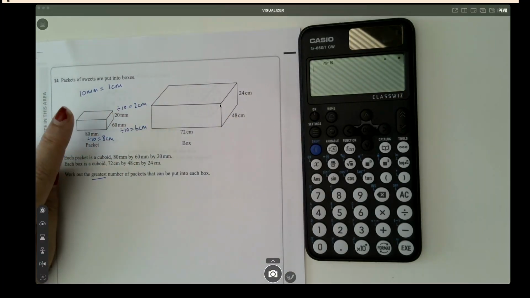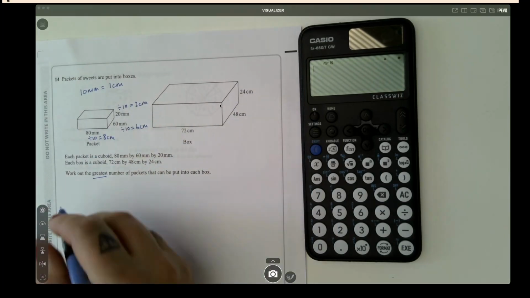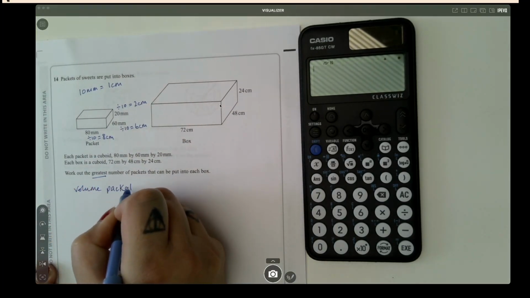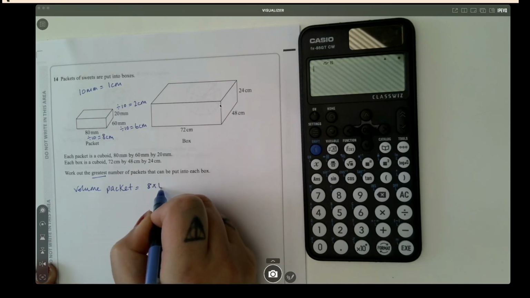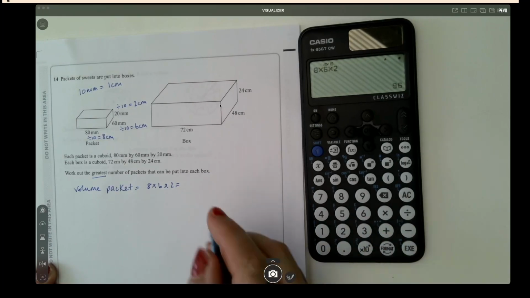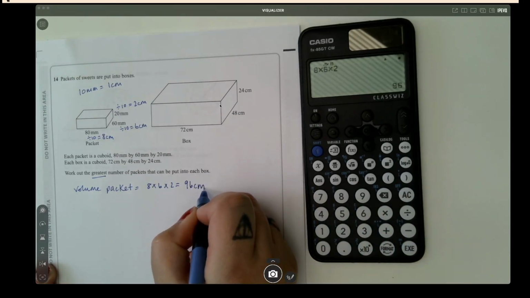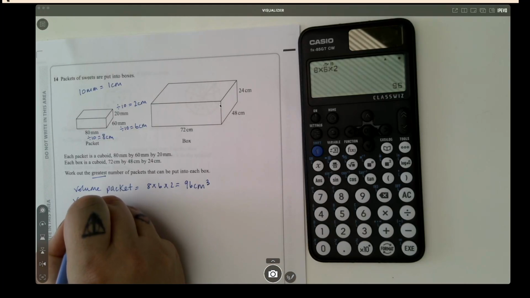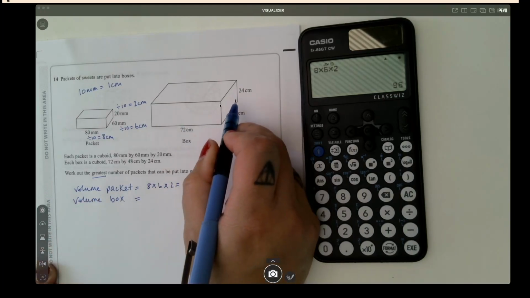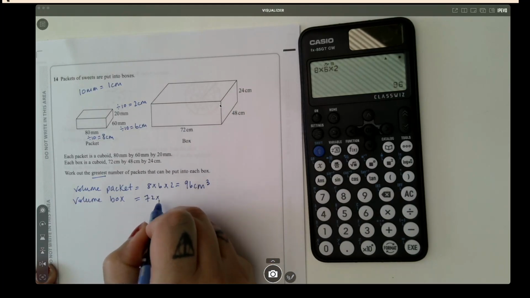So now I'm going to find the volume of each of these cuboids. So the volume of the packet is 8 times 6 times 2, which is 96 centimetres cubed. The volume of the box, 72 times 48 times 24.